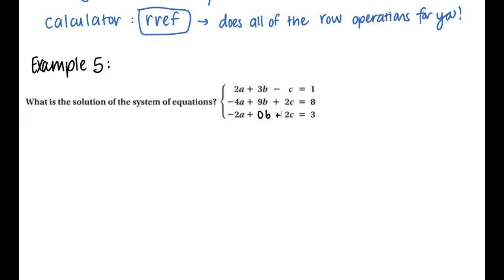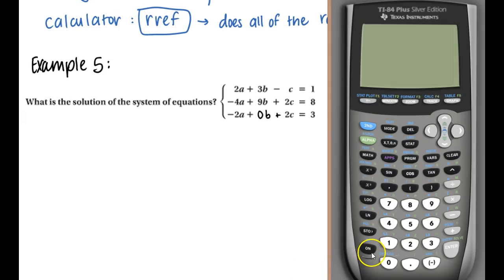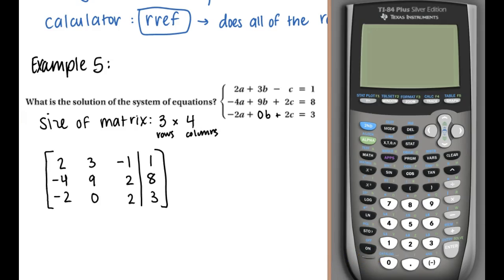Okay, so now grab your graphing calculator and turn it on. Before we type our matrix into the calculator, I want to make sure that we all understand that the size of the matrix is 3 by 4 because there are 3 rows and 4 columns. So take a moment to write down this matrix. I just took the coefficients and the constants, and we practiced this skill earlier, so hopefully you agree with the matrix.